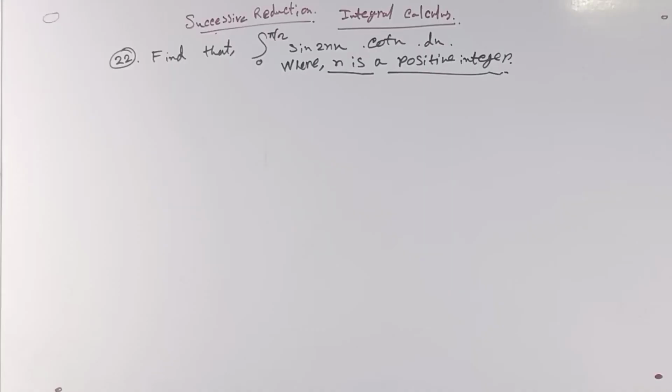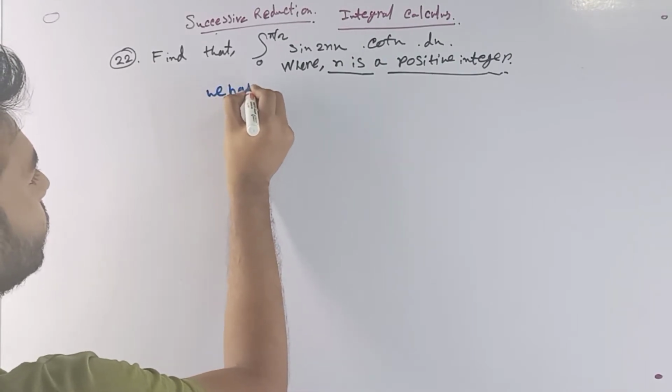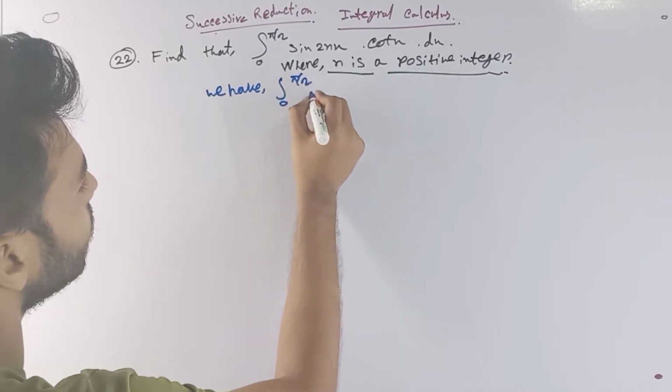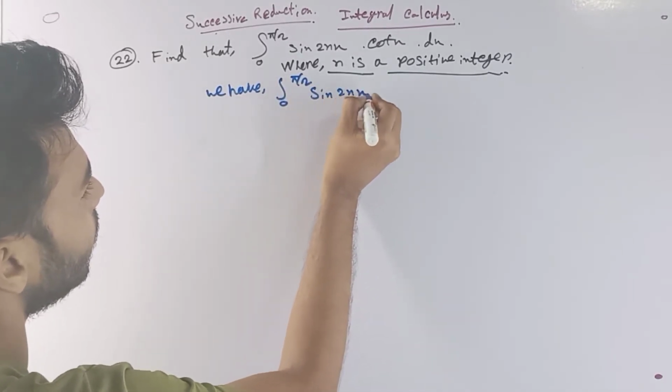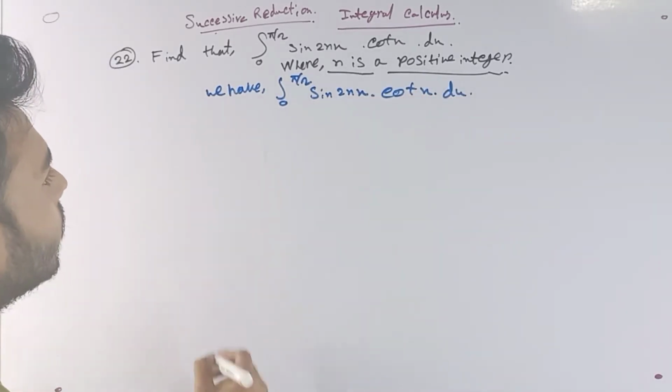Good morning, guys. Today I take again a successive reduction formula in integral calculus. Take this question on the board: find the integral from 0 to pi by 2 of sine of 2nx times cot x dx, where n is a positive integer.